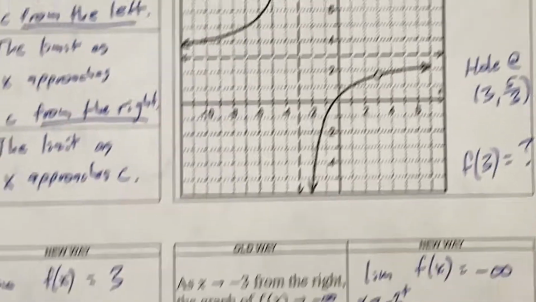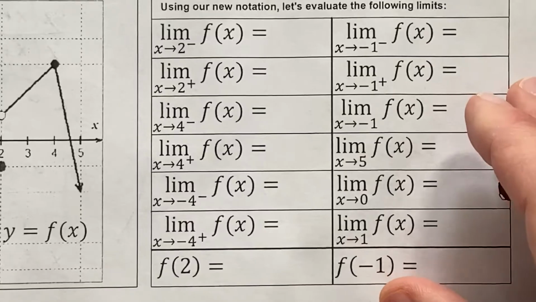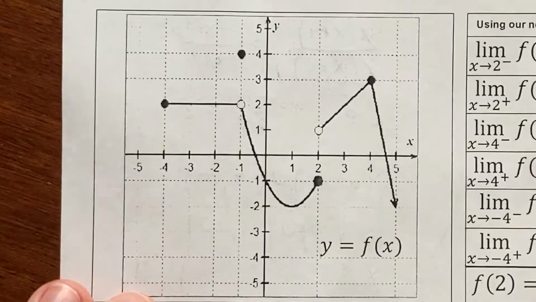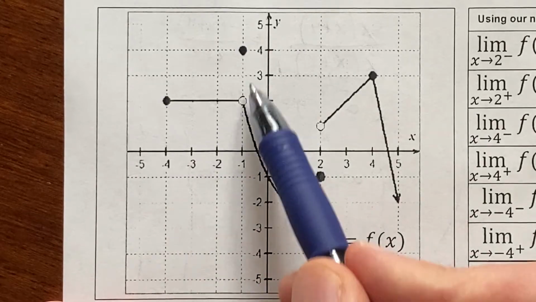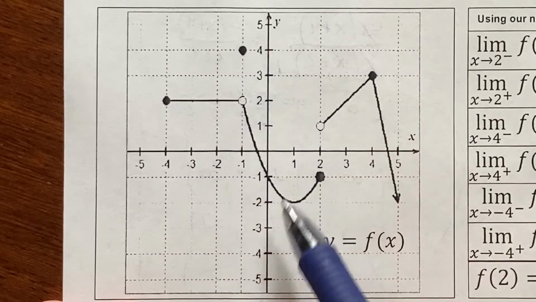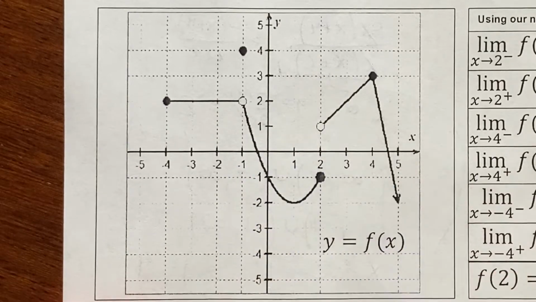All right, let's check out one of these graphs down here. Looking at this graph, we're going to answer some of these questions. We're not going to do all of them, but more so the one-sided ones. All right, so there's my graph. It's got some crazy stuff going on, like there's a dot up there, an open circle right there, maybe something like a quadratic right there.